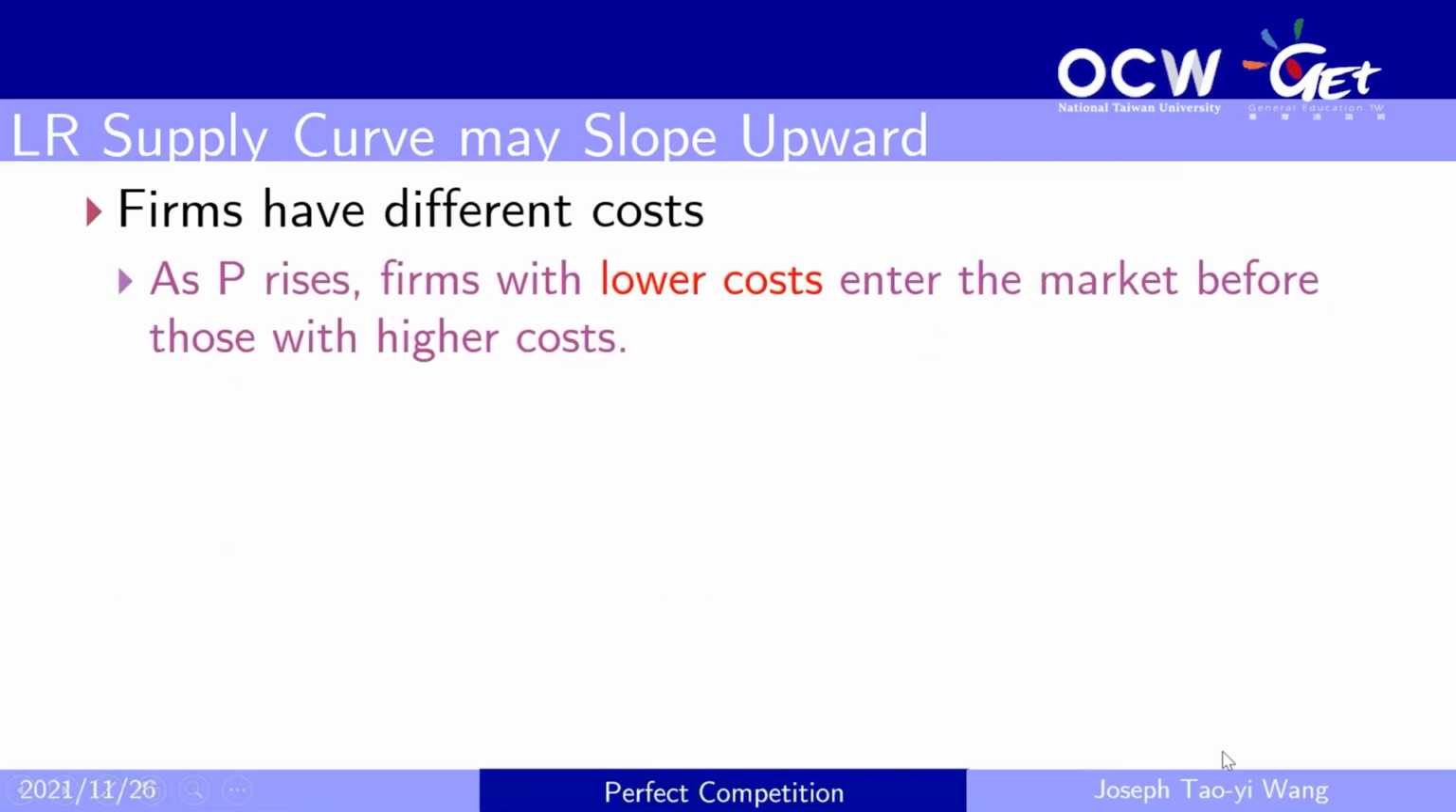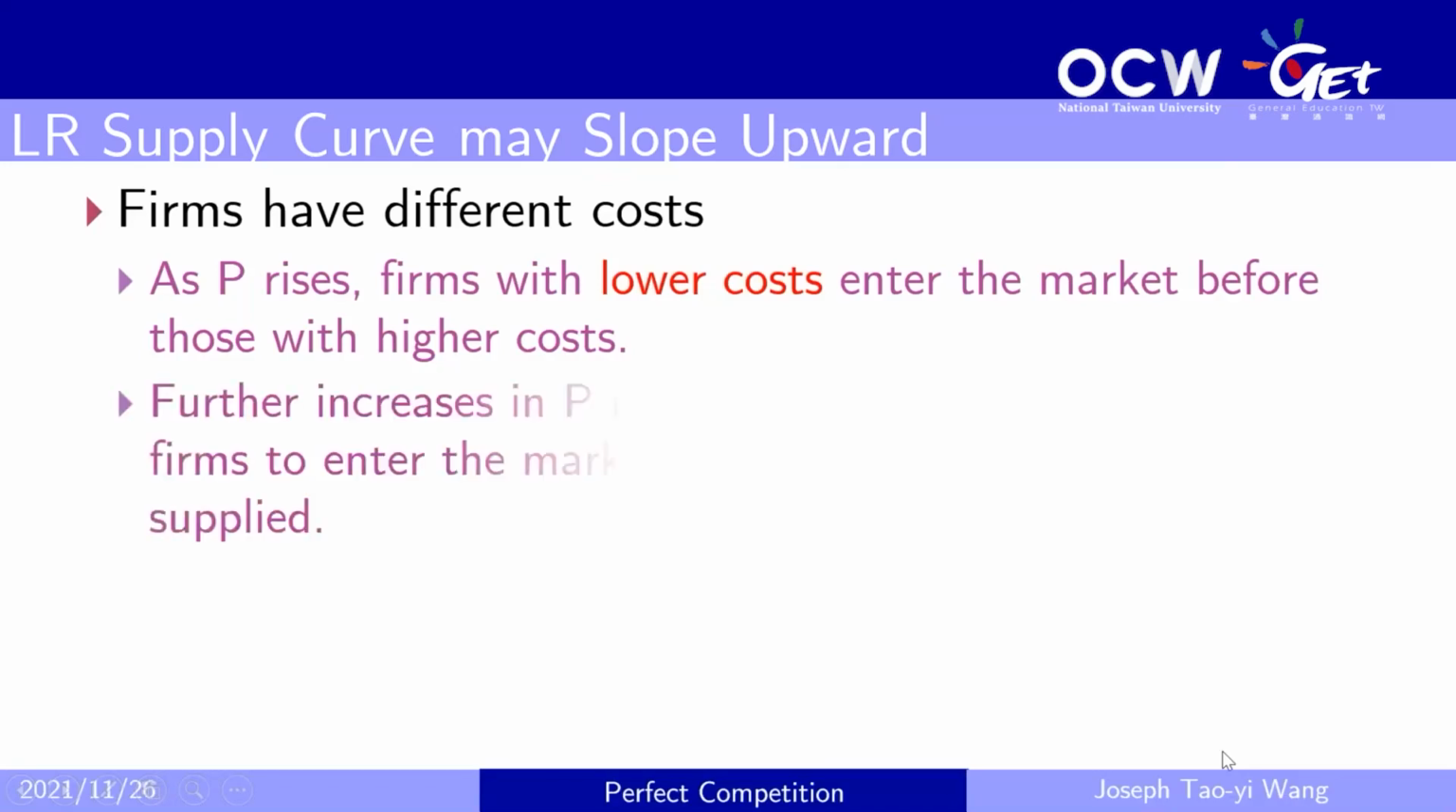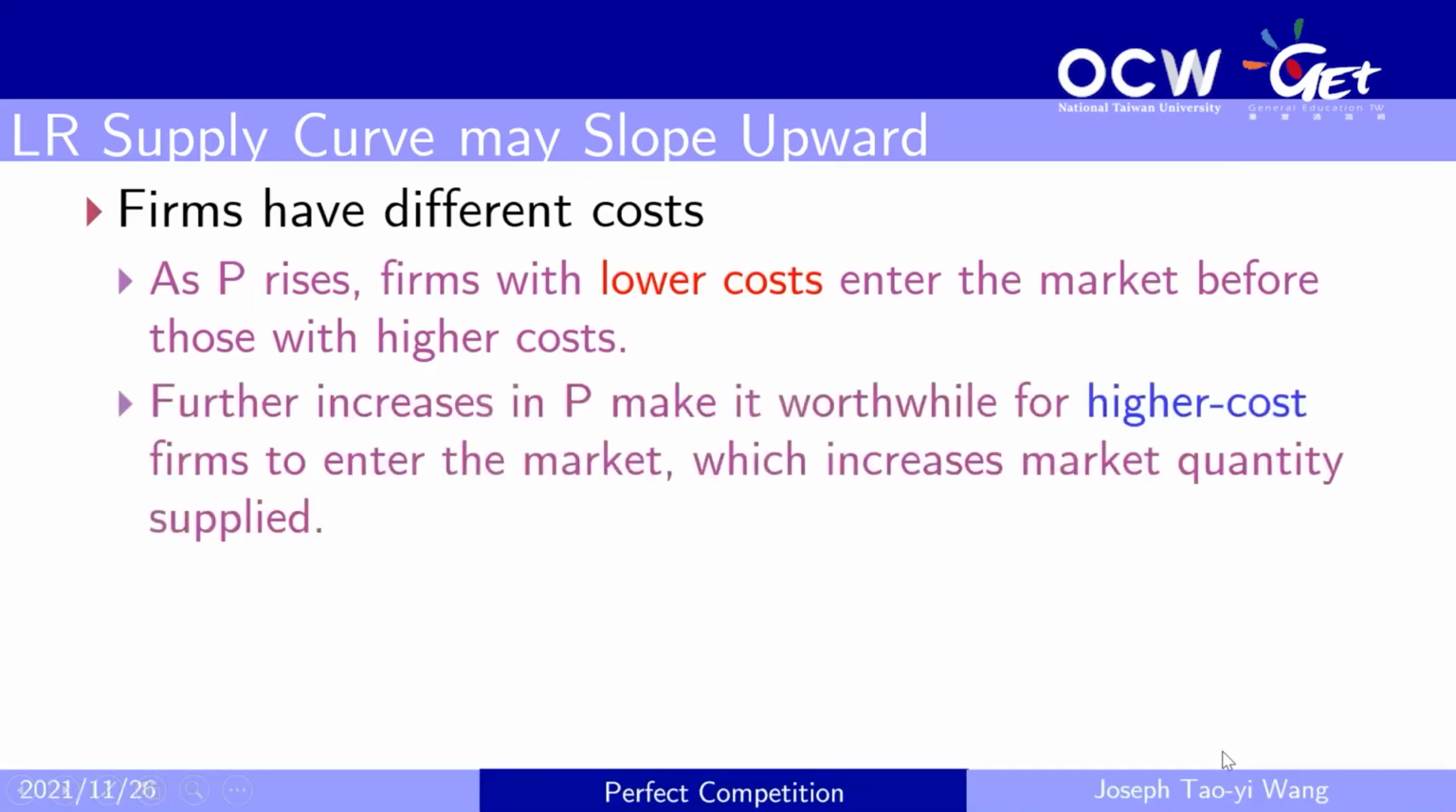Well, when the price goes up, the lowest cost firms will enter the market first because they would find that, hey, now the price is above my AVC or my ATC, so maybe I should jump in. But the high cost firms say, oh no, if I jump in, I'll make a loss. I don't want to join. And so it's low cost firms that will enter the market when the prices are low. And as the price further increases, then it becomes worthwhile for the high cost firms to enter the market.